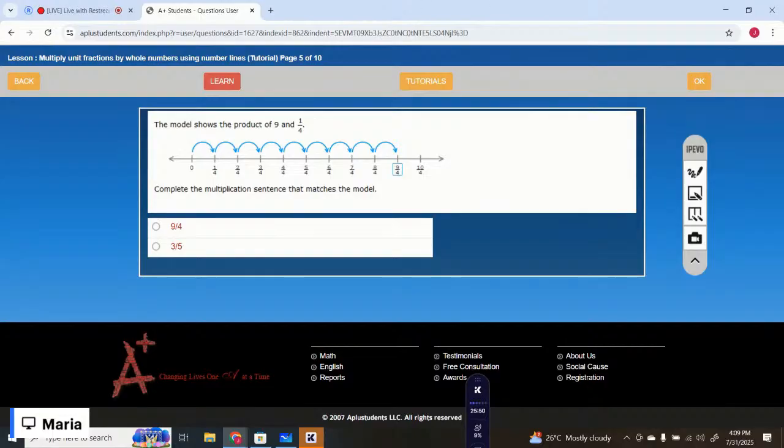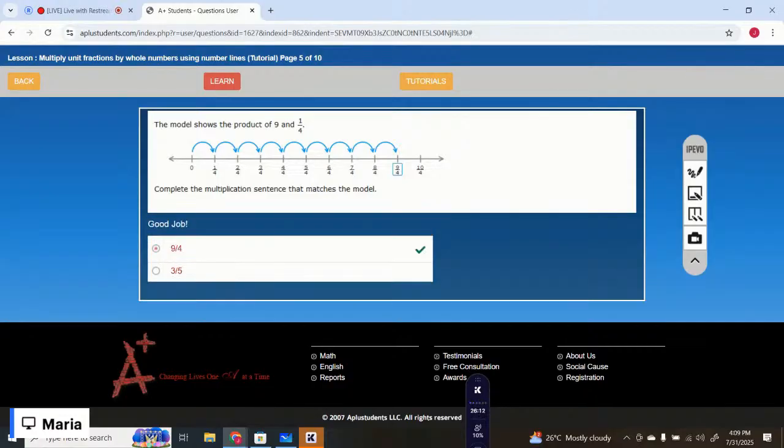The model shows the product of 9 and 1 by 4. Complete the multiplication sentence that match the model. Nine times 1 by 4 is 9 by 4. Option number 1 is the correct option.